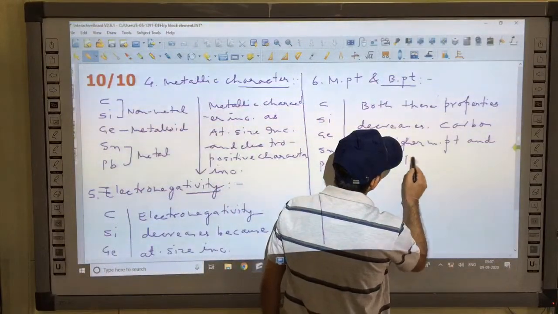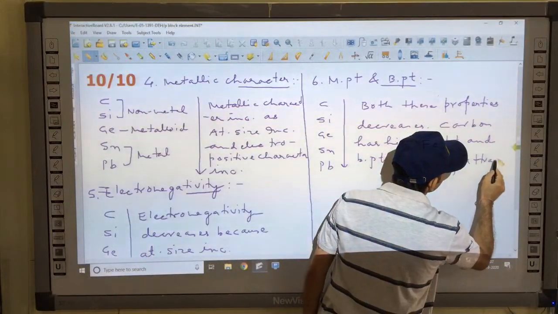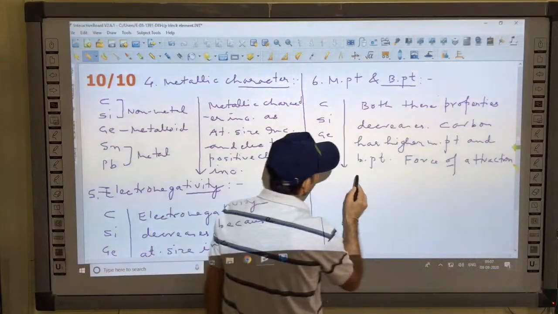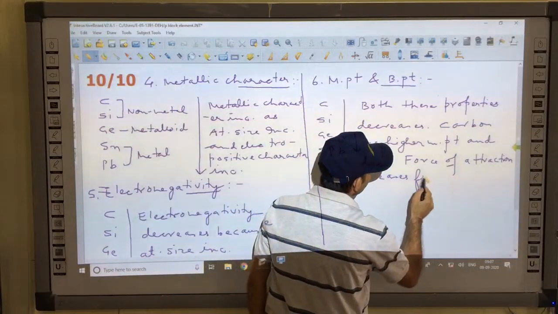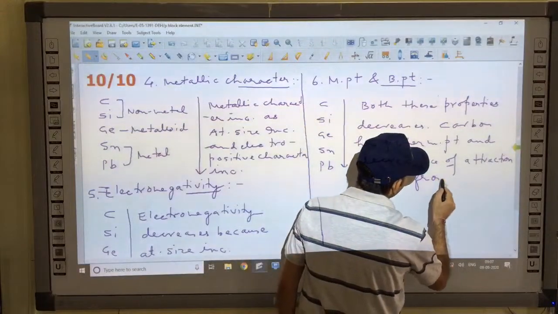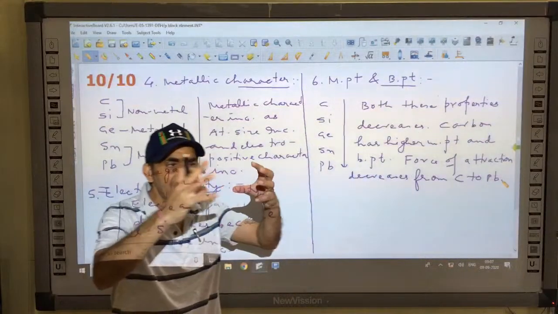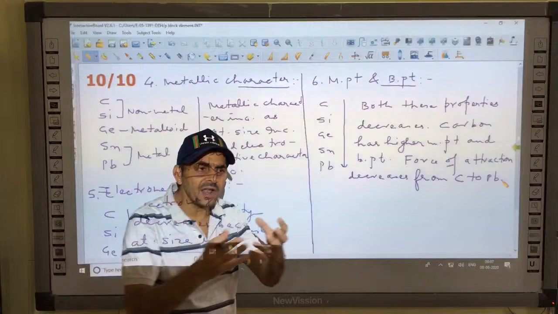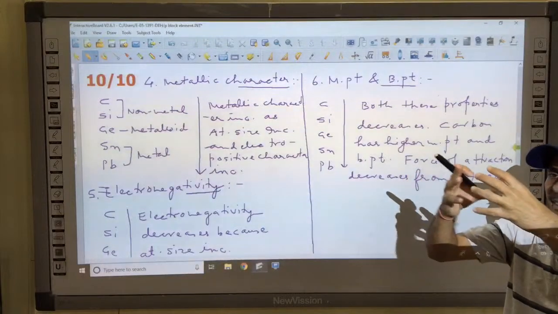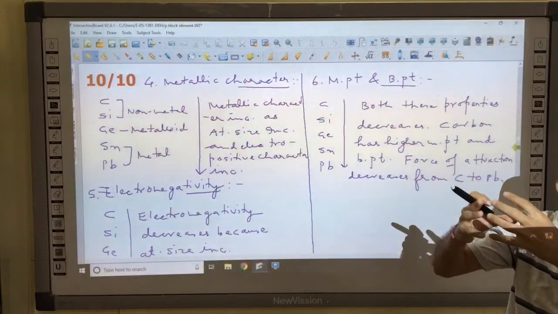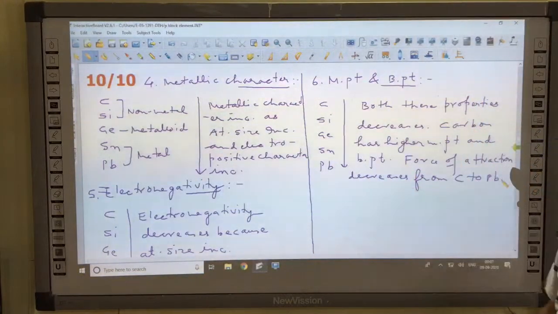Or we can write, the force of attraction decreases from carbon to lead. A number of lead atoms combine to form the lead element. Due to the greater atomic size of lead, the attraction force between lead atoms in the crystal lattice is weak. Therefore, lead has a low melting point and low boiling point.